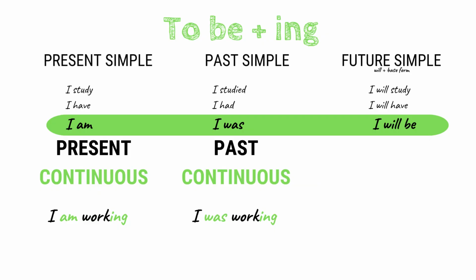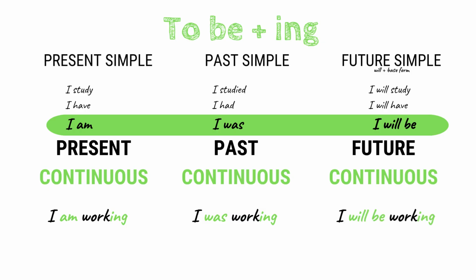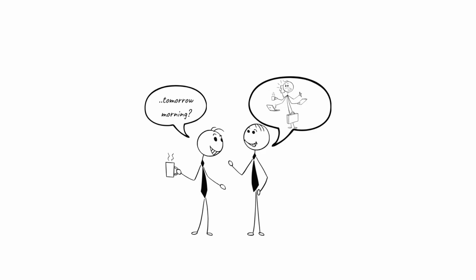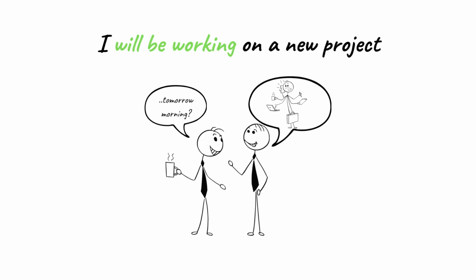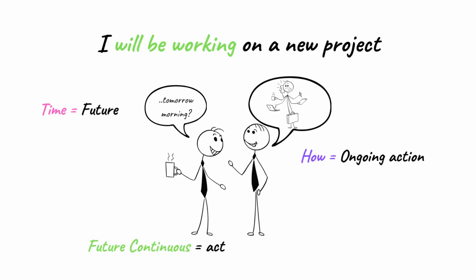Now let's travel to the future. For the future continuous, we use the future tense of the verb to be. I will be plus ing, so I will be working. For example, are you free tomorrow morning? No, I will be working on a new project. Here we are talking about an action in progress. When? In the future. So, we use the future continuous for actions that will be ongoing over a period of time in the future.